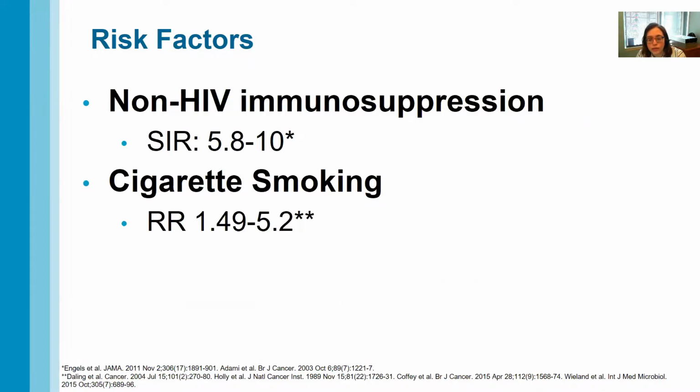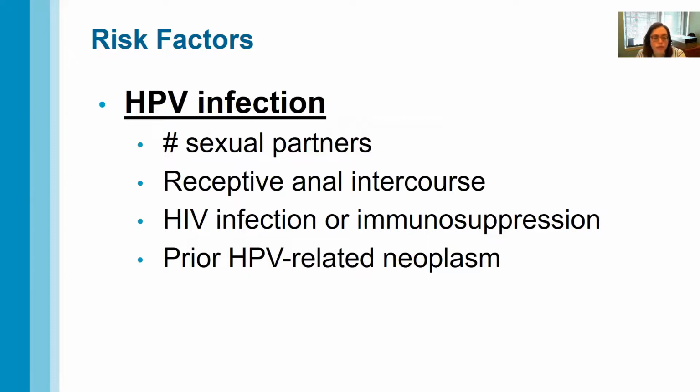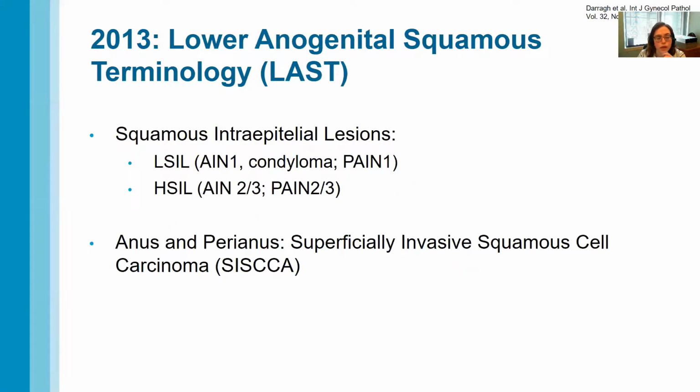Now, chronic immunosuppression unrelated to HIV also carries an increased risk of development of AIN and invasive cancer, as does cigarette smoking. But the strongest risk factor for anal cancer and dysplasia, we all know, is HPV infection, as approximately 90% of anal cancers are associated with HPV. Underlying risk factors that increase the risk for HPV infection include, for example, the number of sexual partners, a history of receptive anal intercourse, as we mentioned, HIV infection or immunosuppression, and a prior history of an HPV-related neoplasm.